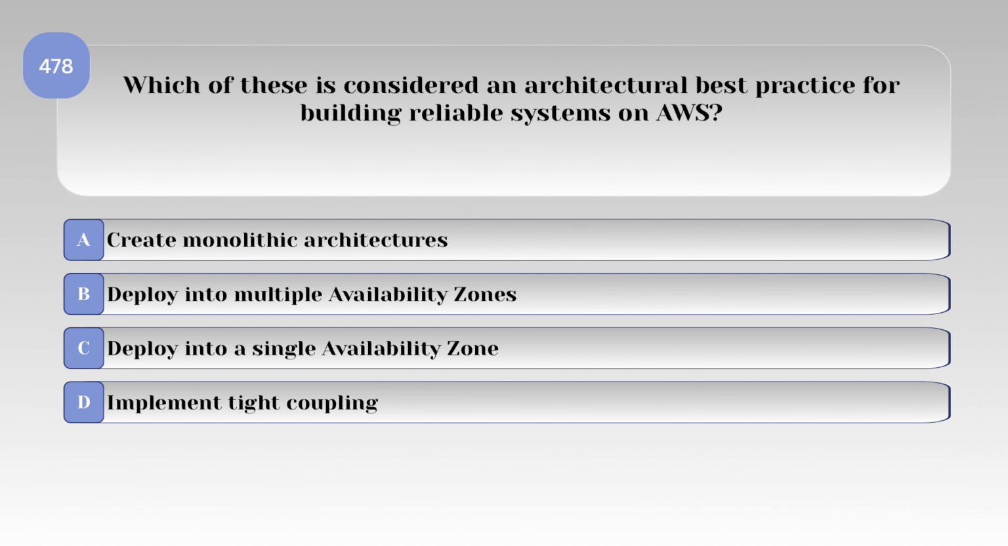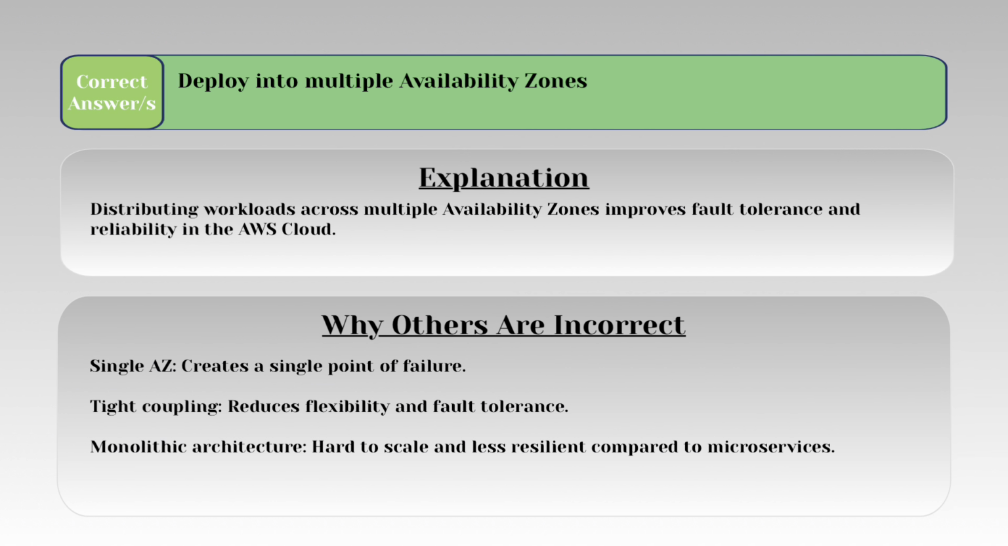Which of these is considered an architectural best practice for building reliable systems on AWS? Correct answer: deploy into multiple Availability Zones. Explanation: distributing workloads across multiple Availability Zones improves fault tolerance and reliability in the AWS cloud.